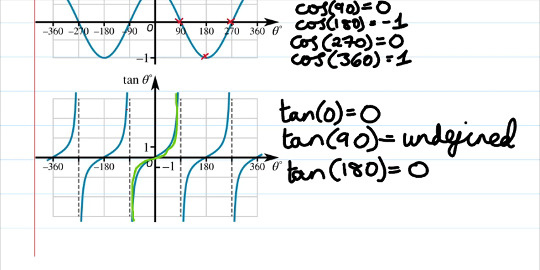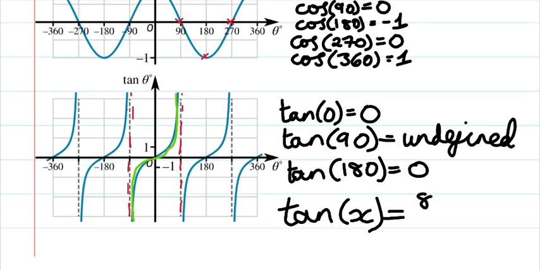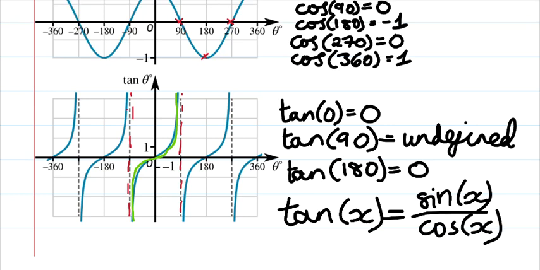The points where the tangent graph shoots up to infinity are what we call asymptotes, and we can mark them on the graph with dashed lines. These repeat every 180 degrees as well, as that's the period of a tangent graph. The key idea here is that tan of x is equal to sine of x divided by cosine of x. And so whenever cosine of x becomes 0, the tangent graph is undefined.